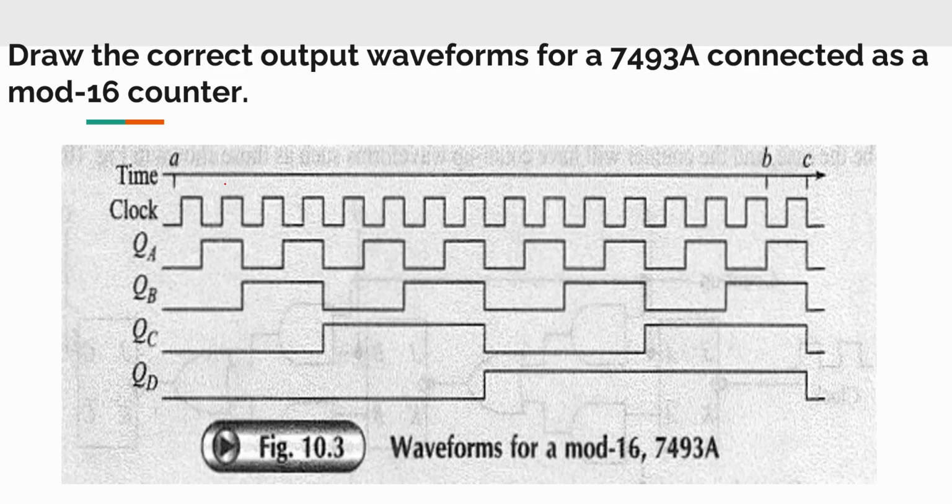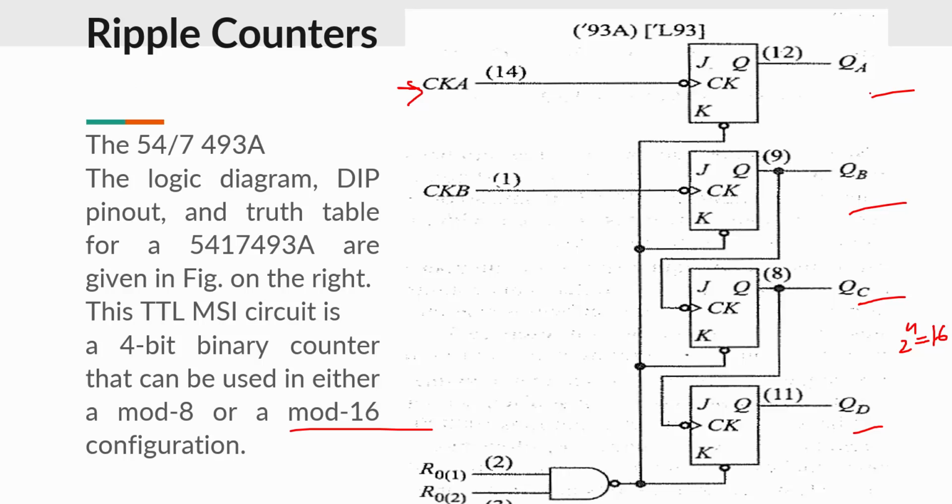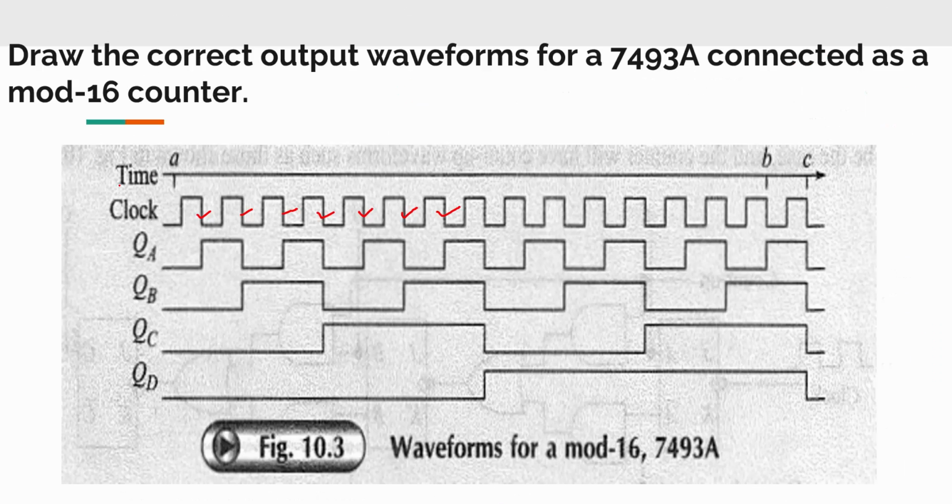Again, we can consider negative edge triggering. So this is the negative edge of your external clock pulse. You can consider that mode 16 or 4-bit counting. So during this, which flip-flop is connected with that external clock pulse? That A, right? So this will form our LSB. This will toggle during negative edge of your external clock pulse. Here it is toggled. Again it is toggled during the negative edge of your clock pulse. Here again, and so on.